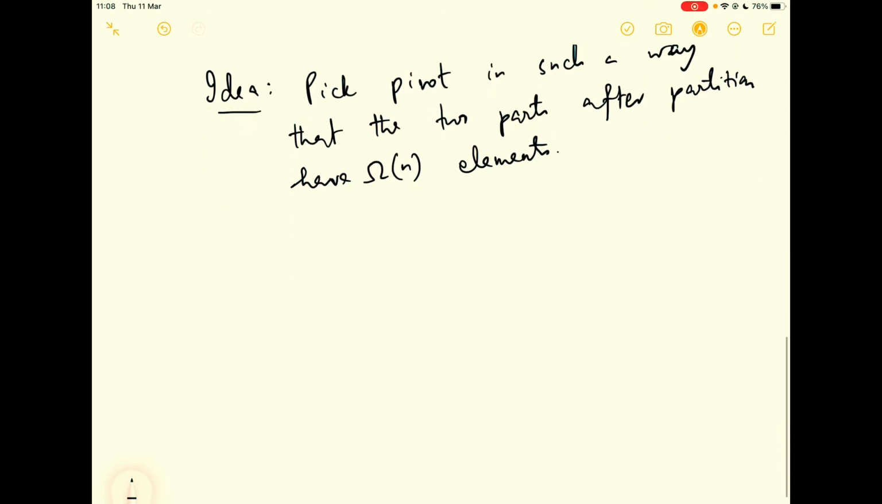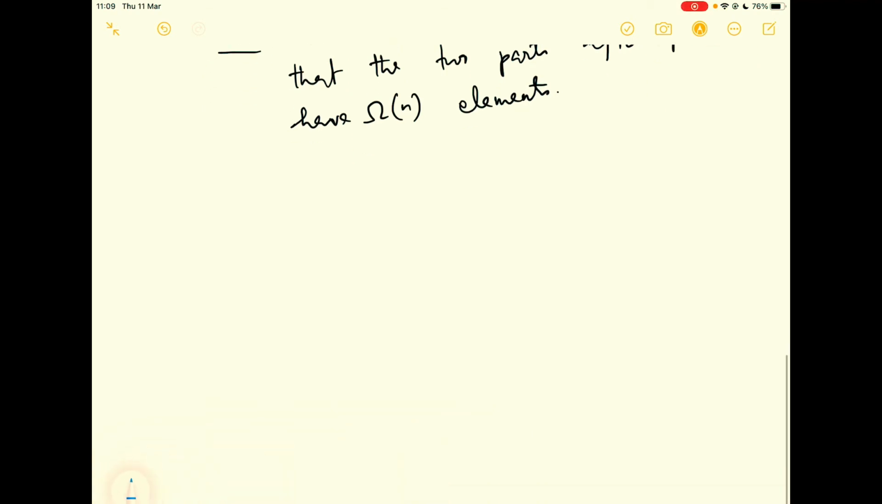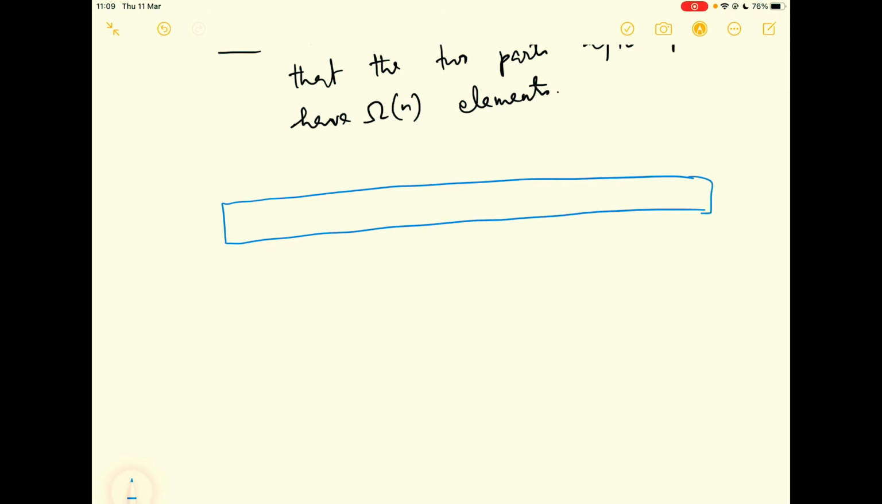Okay, and how do I do it? And here is the brilliant trick. The idea is that here is your array A, so let lambda be some constant. We will see what value of lambda we should pick so that our running time of the algorithm becomes order n. So for the time being, let's not fix lambda, lambda be a constant.